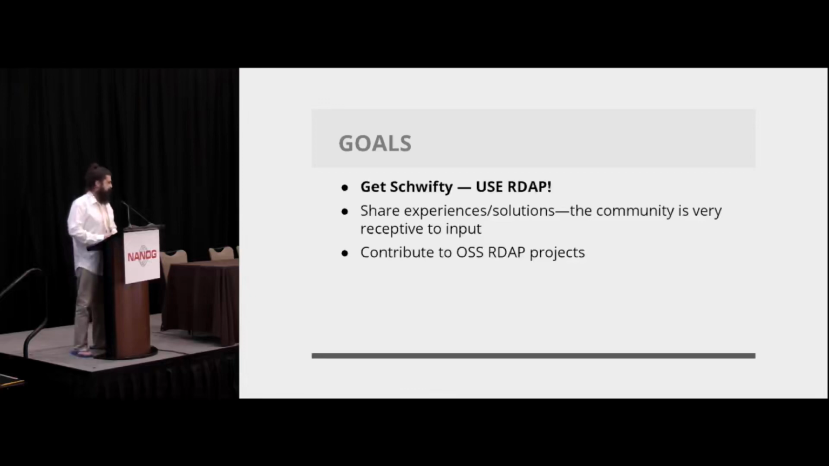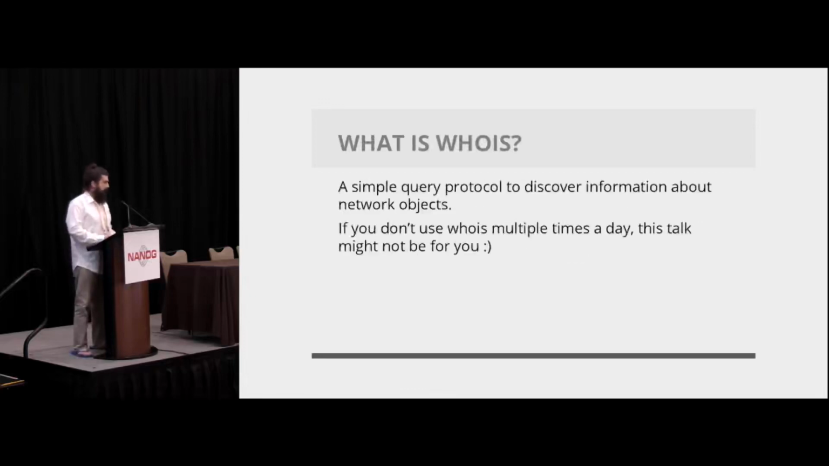And there's open source projects if you want to hack around on code a bit. So I'm briefly going to go over what Whois is and what RDAP is, and then give a few use cases. So Whois is a very simple ASCII protocol. It's so simple you can telnet to port 43 and do the exact same thing as your Whois client can.